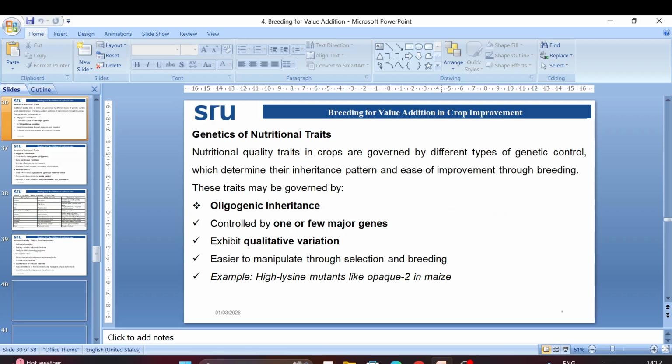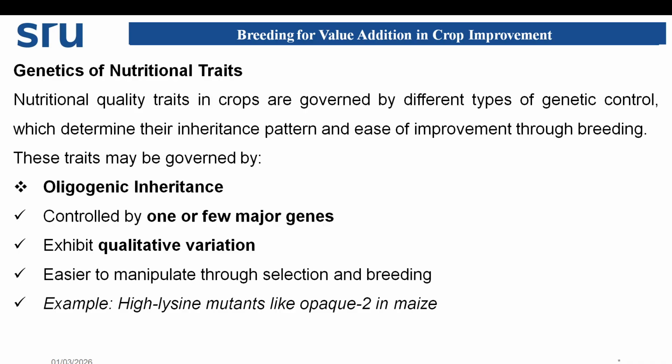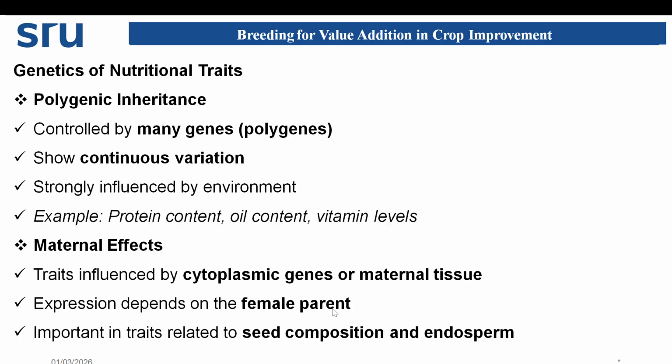Then genetics of nutritional traits. These nutritional quality traits in crops are governed by different types of genetic control, which determines their inheritance pattern and ease of improvement through breeding. These traits may be governed by, first, oligogenic inheritance. This means controlled by one or few major genes, exhibiting qualitative variation, easier to manipulate through selection and breeding. Example, high lysine mutants like opaque-2 in maize.